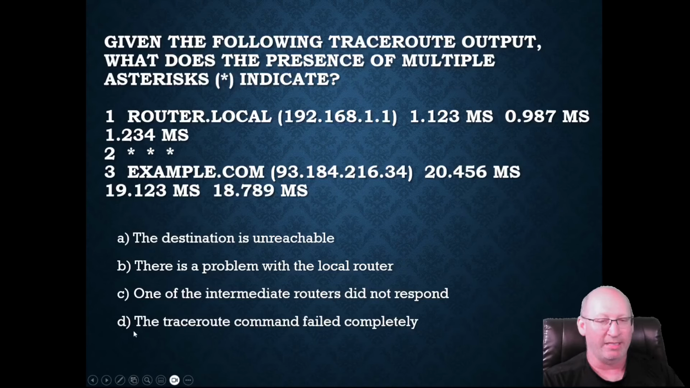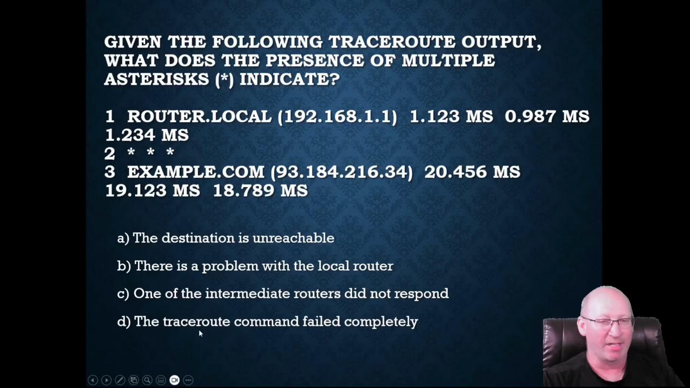We can see D, the traceroute command failed completely. If it failed completely, we would see nothing coming back. It would be stuck at 1. There would be no 2. There would be no 3 if it failed completely. And in this case, we can obviously see a 1, a 2, and then a 3. So it didn't fail completely.